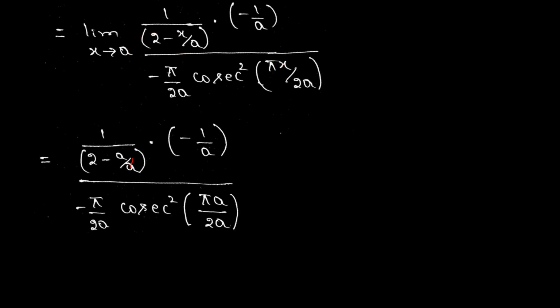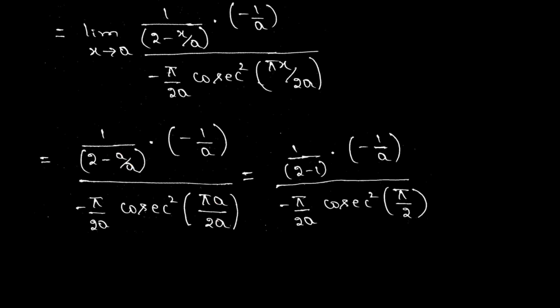Now what all things get cancelled here? a and a get cancelled. Here as well a and a get cancelled. What remains is these things. Here 1 divided by 2 minus 1 is 1, and 1 by 1 is 1. So in the numerator what remains is minus 1 by a. Let us see what remains in the denominator now.